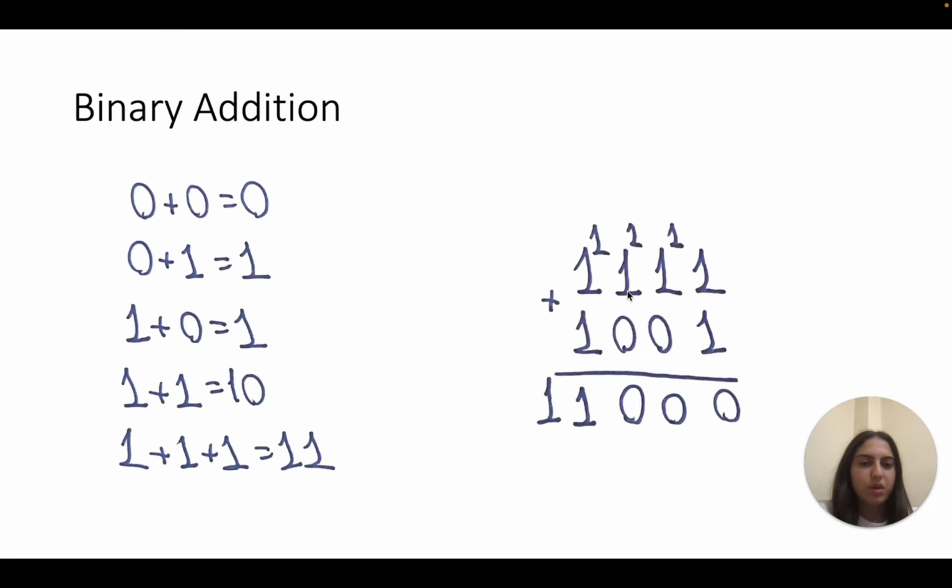Again, 1 plus 1 is 10, we write the 0 and the 1 in the next column, and here we have 3 ones, which is 11, so we just write 11. And the addition of these numbers will be 1, 1, 0, 0, 0. If you want to check this, you can just convert this to decimal and see if we did it right. And everything about that is in the blog again.